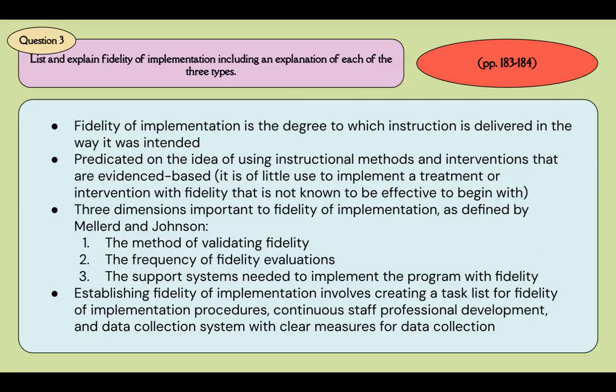The three dimensions important to fidelity of implementation as defined by Mallard and Johnson are one, the method of validating fidelity, two, the frequency of fidelity evaluations, and three, the support systems needed to implement the program with fidelity. Establishing fidelity of implementation involves creating a task list for fidelity of implementation procedures, continuous staff professional development, and a data collection system with clear measures for data collection.